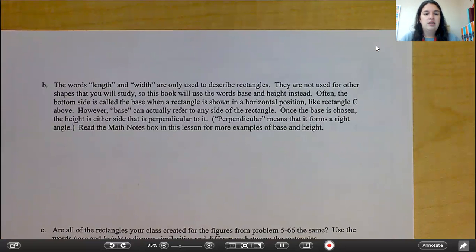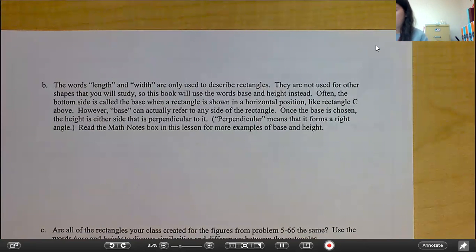The words length and width are only used to describe rectangles. They are not used for other shapes that you will study, so this book will use the words base and height instead. Often the bottom side is called the base when a rectangle is shown in the horizontal position, like rectangle C above. However, base can actually refer to any side of the rectangle. Once the base is chosen, the height is either side that is perpendicular to it. Perpendicular means that it forms a right angle. Read the math notes box in this lesson for more examples of base and height.